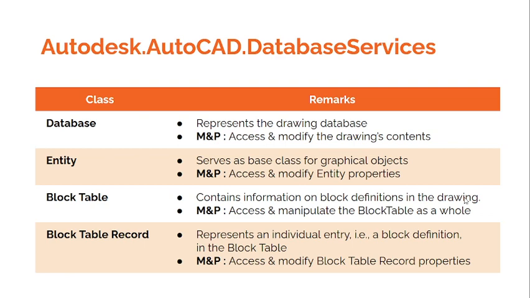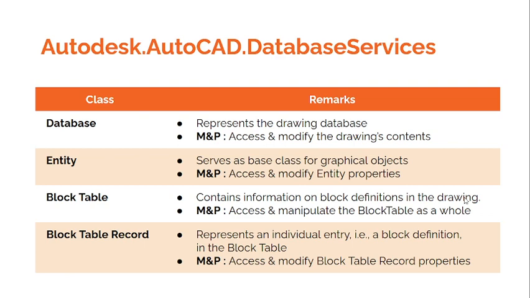Overall, the block table contains information about all the block definitions in the drawing, and the BlockTable class contains methods and properties to add, remove, or retrieve records by name or ID, and we can also iterate through each of these records in a loop, and we can do a lot more than that as well. Coming back to the final one, which is the BlockTableRecord class, this class contains methods and properties which allow us to access and modify the properties of each record, such as line type, color, name, etc.